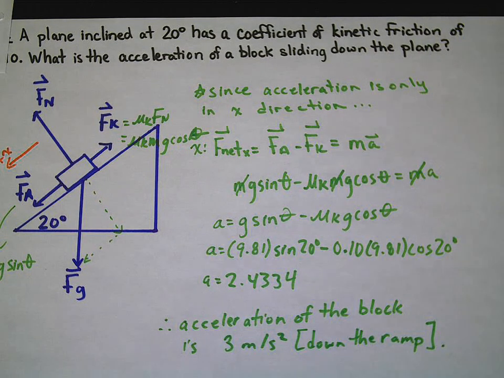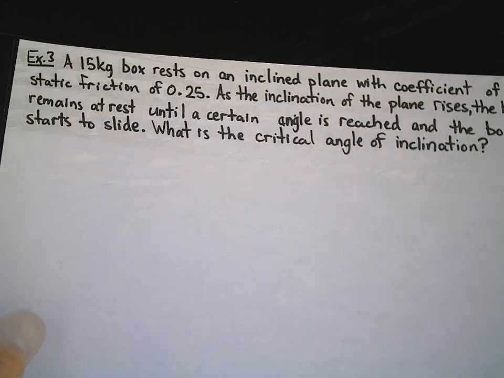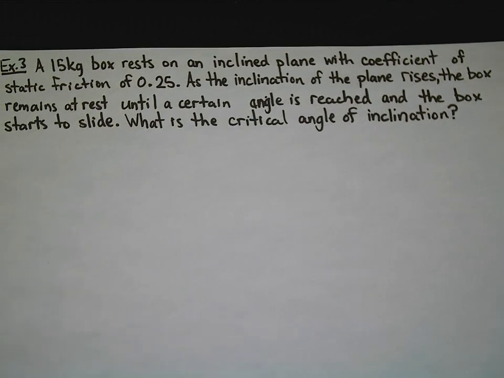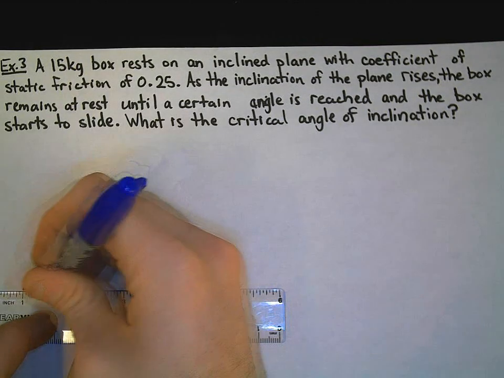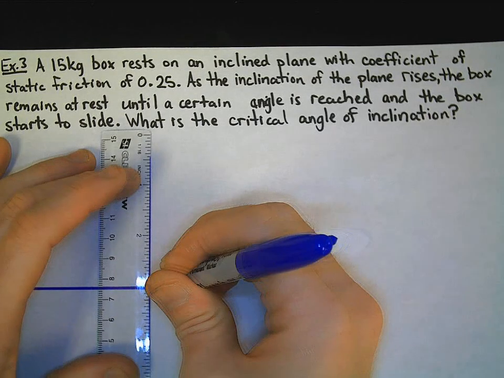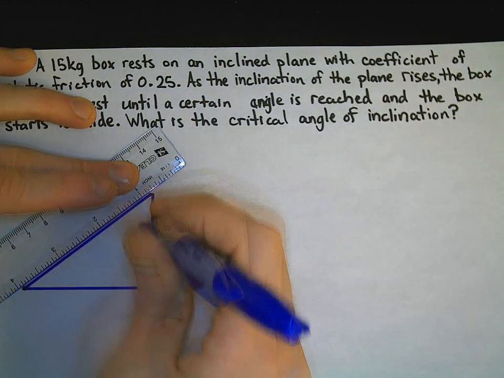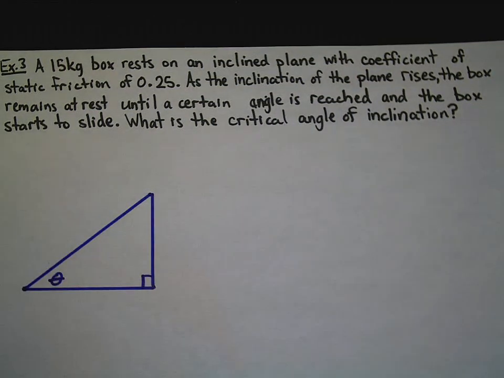Now let's go to a little bit more challenging of a problem in this case. I have a 15 kilogram box resting on an inclined plane with a coefficient of static friction of 0.25, and if I raise that angle of inclination, it will remain at rest until it hits a certain angle. And at that angle, called the critical angle, the object will start to slide. So I must determine that angle theta in this case.